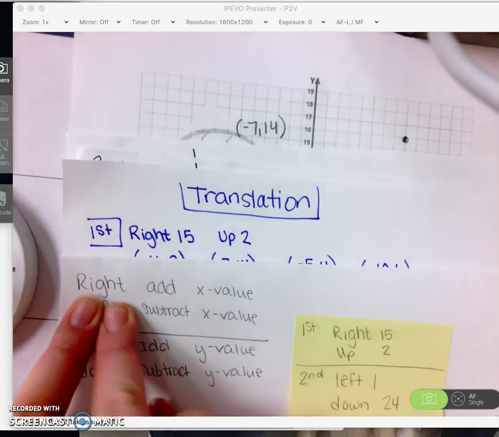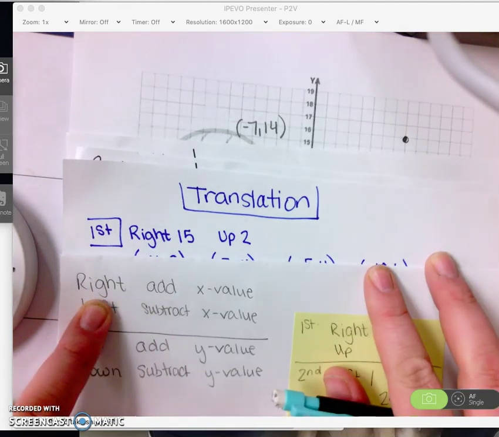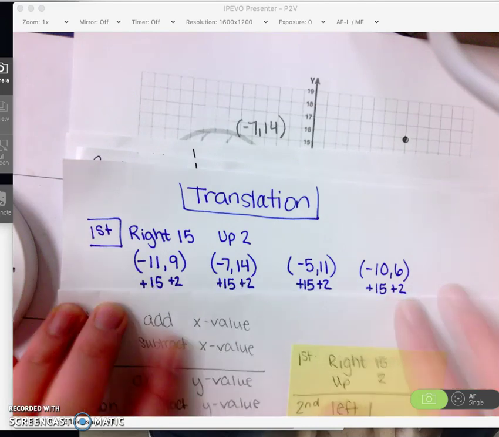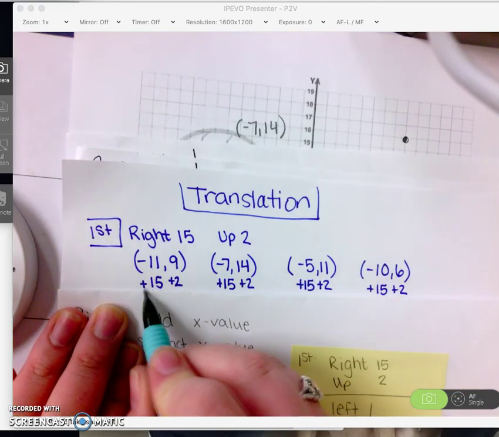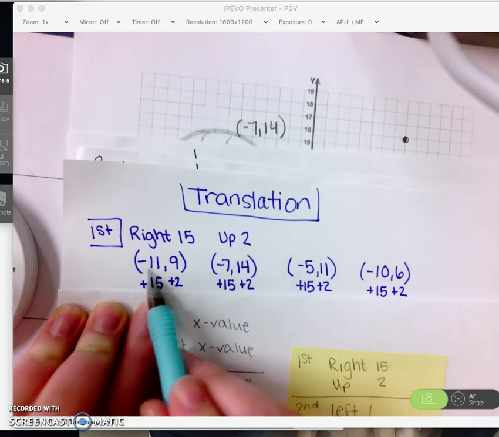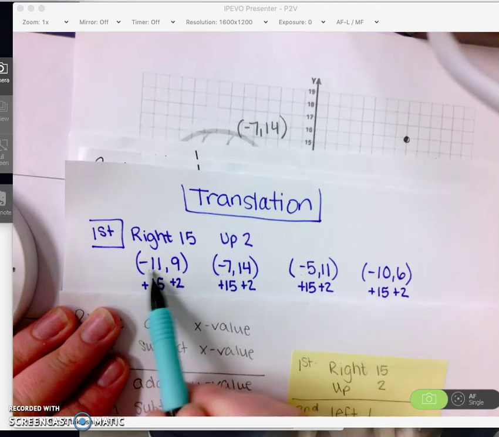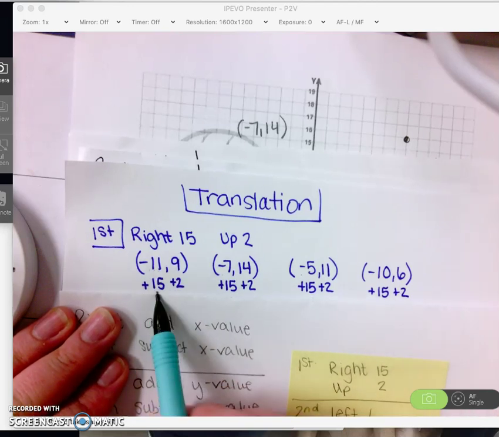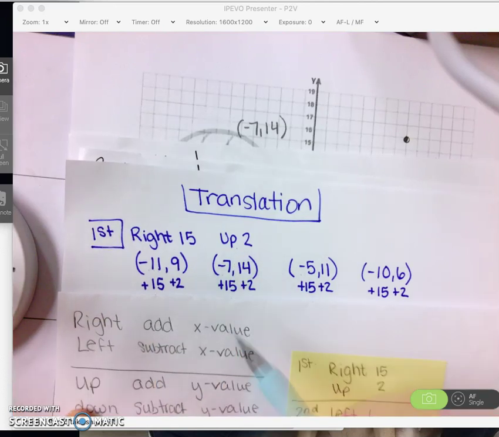Okay, so when it says right 15, we're going to be adding to the x value. So all of my x values, I'm going to write down all my points, and then I'm going to put plus 15 under all of my x's. And remember, my x is my first point, or my first number. So -11 is my x. And then when it says up 2, I'm going to go to my little cheat sheet.